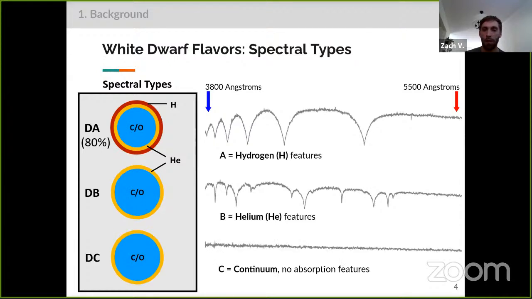But the spectral type can change as a function of temperature. So in some cases, as white dwarfs cool, their spectral features eventually disappear because they aren't hot enough to excite those atoms anymore. And we call these DCs. I might refer to a few more throughout this talk, and I'll briefly mention what I mean when I talk about them, but these are the main spectral types that I'll be talking about today.